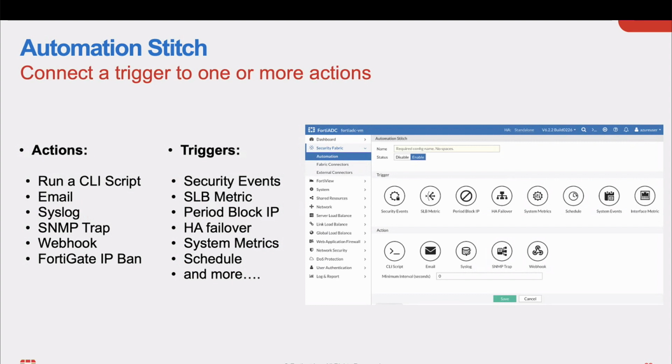So one of them is the automation stitch on the FortiADC. What an automation stitch could do is automate an action in response to a certain trigger. So say a security event is triggered in the applications that are running in cloud or in Kubernetes clusters, then you would want to have an email sent to the administrator, so the administrator knows about the threat, when it was initiated, and more information about it. So you could use the automation stitch for that.